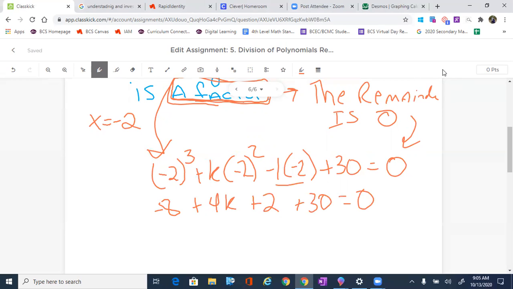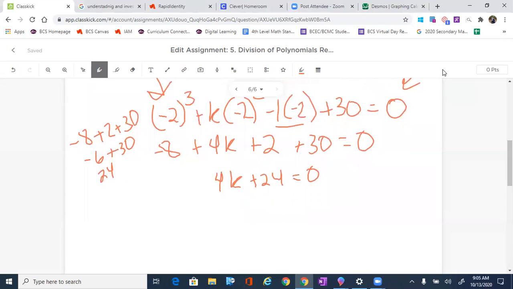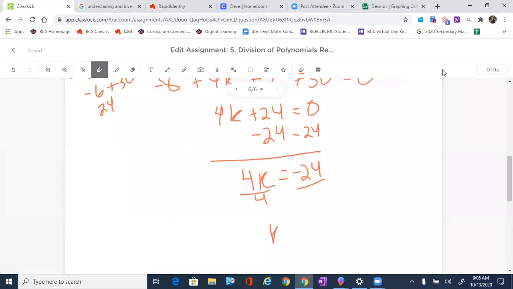I bring all this information together. I need to find what is -8 plus 2 plus 30. So we get -6 plus 30, which is 24. So I write 4k plus 24 equals 0. We do some basic solving. We just subtract the 24 over. 4k comes out, and then we divide by 4. And k is equal to -6.